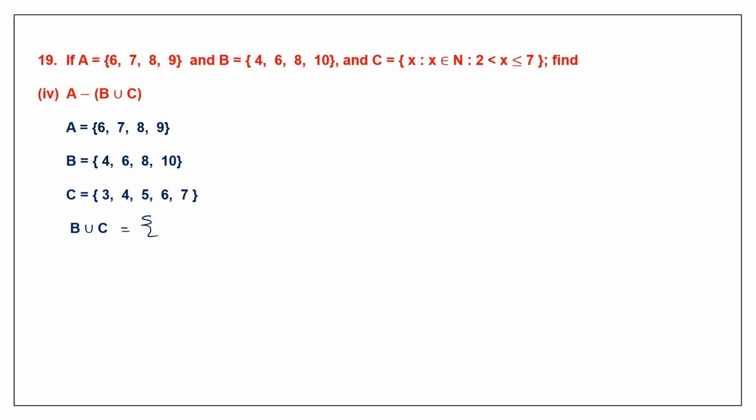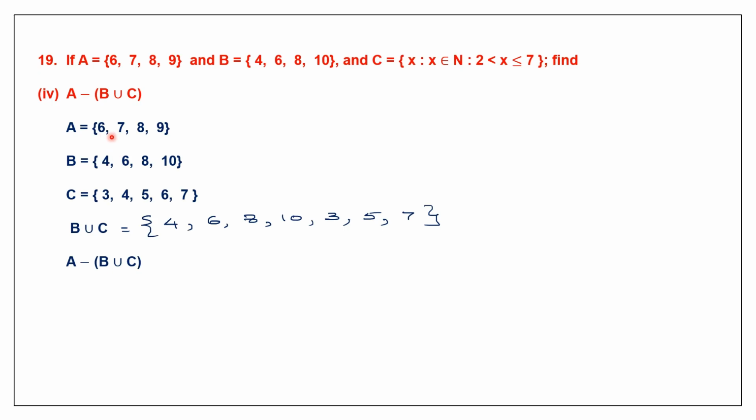So B union C will be, starting with B, let's write all the elements of B, 4, 6, 8 and 10. Now let's write all the elements of C, 3, 4 is already there, we can write 5, 6 is already there, so we go to 7. So these are the elements, you can put it in order if you want, 3, 4, 5, 6, 7, 8 and 10. Now we have to find the difference of A minus B union C.